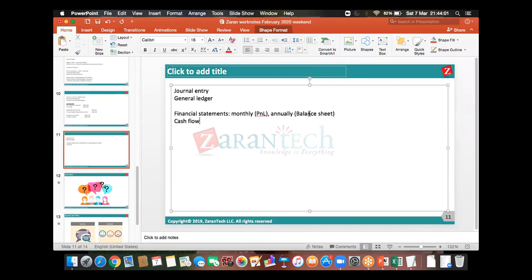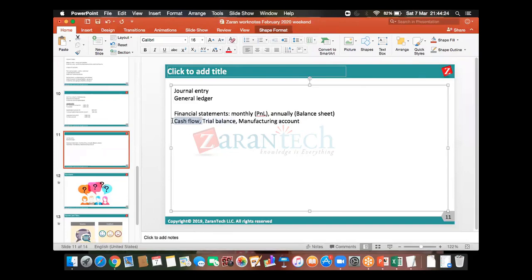Cash flow statements will be there. And trial balance will be there. And what else? Manufacturing account. Manufacturing account will be done prior to P&L if it is a manufacturing company. If it is not a manufacturing company, then this is not done. Trial balance is done by all companies.